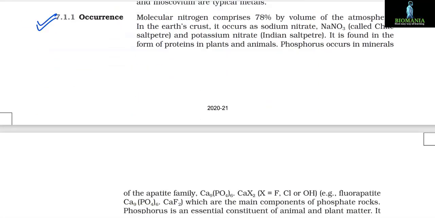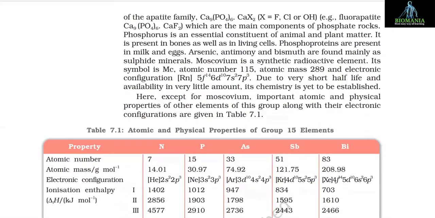Phosphorus occurs in minerals of the apatite family, Ca9(PO4)6·CaX2, where X is fluorine, chlorine or OH. Example, fluorapatite, Ca9(PO4)6·CaF2, its formula, which are the main components of phosphate rocks.